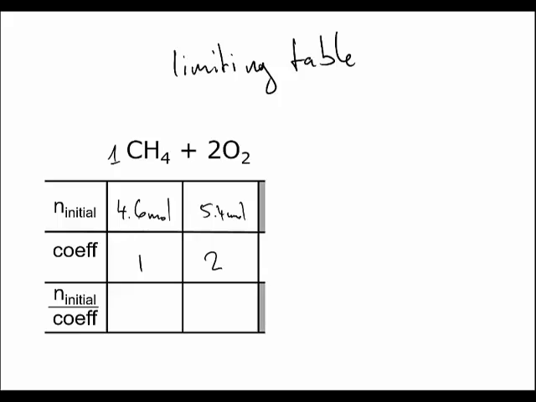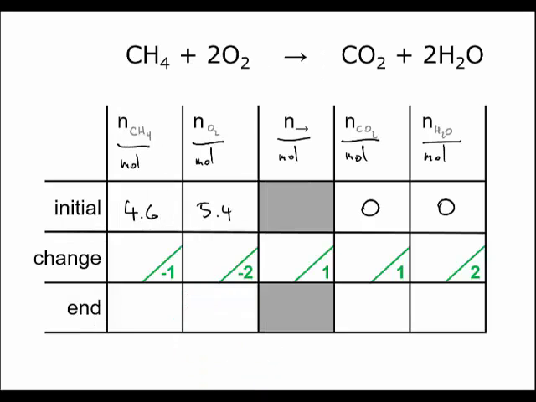For each reactant, you divide the initial amount by the coefficient of the reactant. In this case, we obtain a value of 4.6 moles for methane and a value of 2.7 moles for dioxygen. Whichever reactant gives you the lowest value is the limiting one. In this case, it is dioxygen. With this information, you go back to the ICE table and fill out the column for the limiting reactant, dioxygen in this case. You might want to start by putting 0 as the amount of dioxygen at the end of the reaction. Everything else follows from that as we have done before.